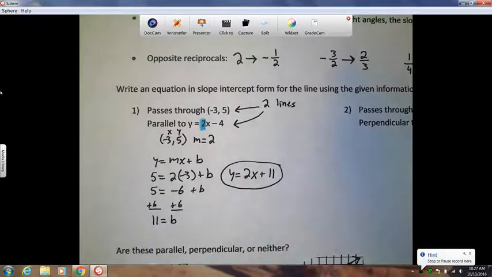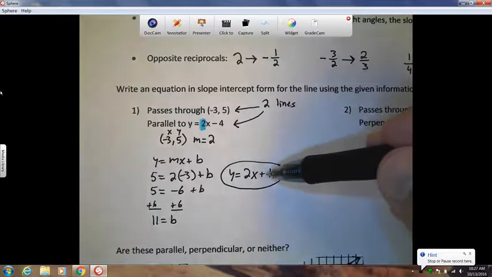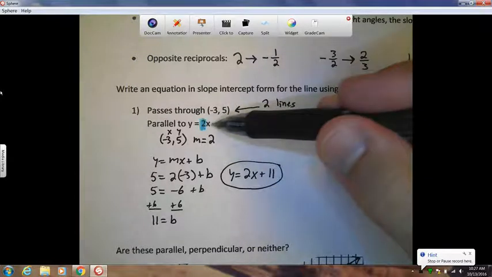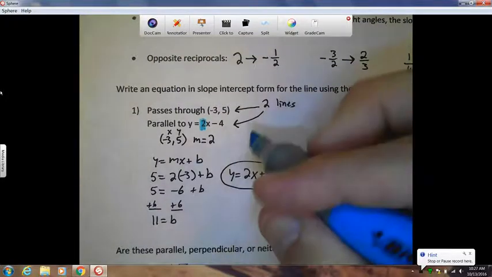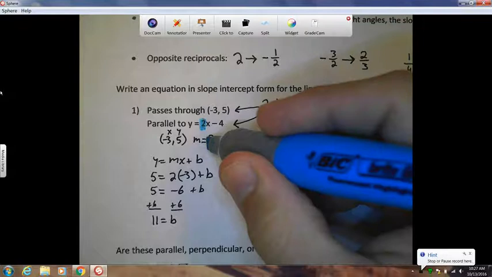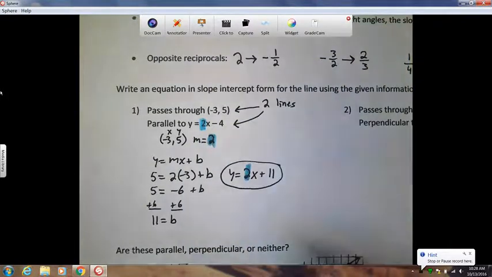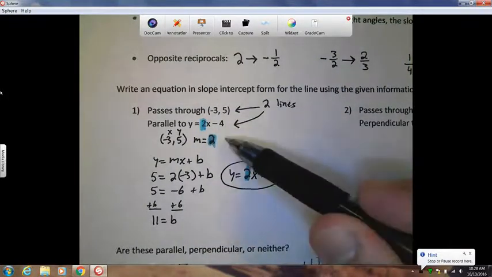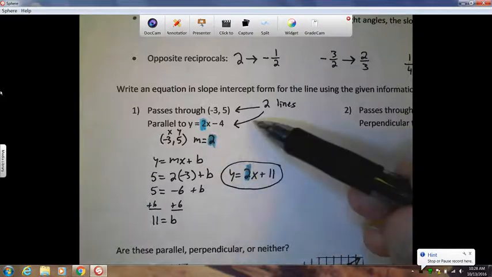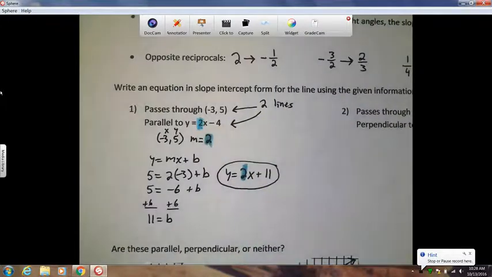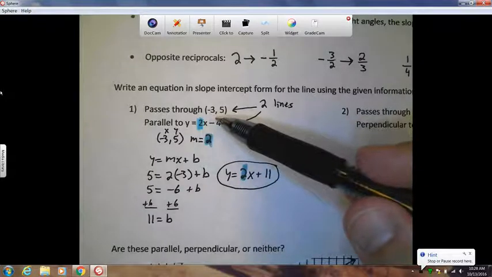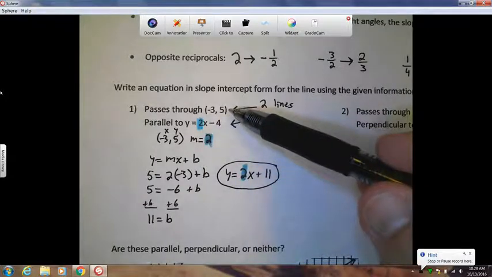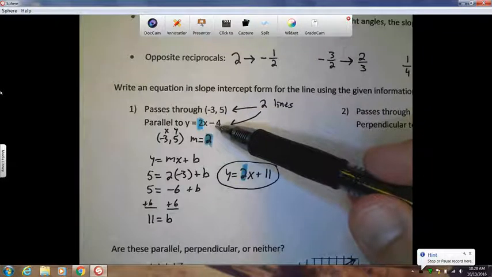So notice the line that I found is parallel to this one. They have the same slope. Since they're parallel, the slope will be the same. But the y-intercept is different because they're not the exact same line. So the only information you need, and this is a definite quiz question, the only information you need from this is to know that the slope is the same. So I'm trying to find a line that's parallel to this one, so it has the same slope.